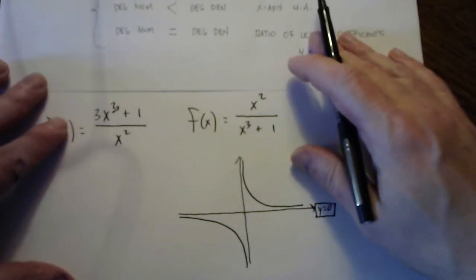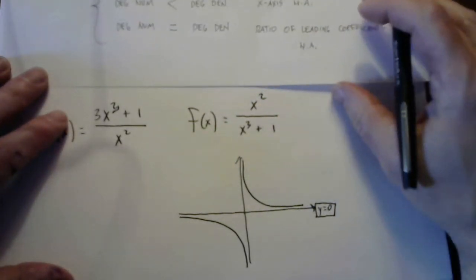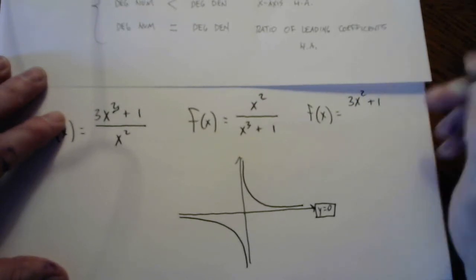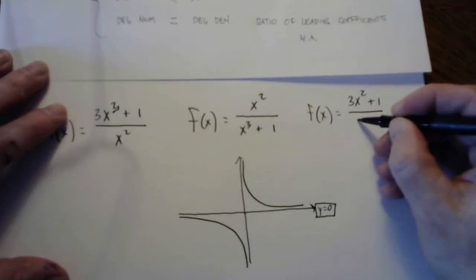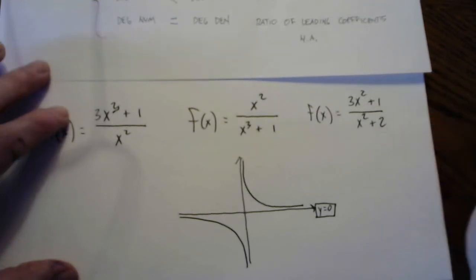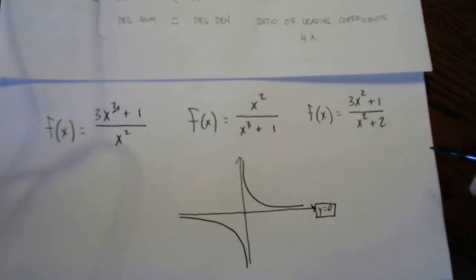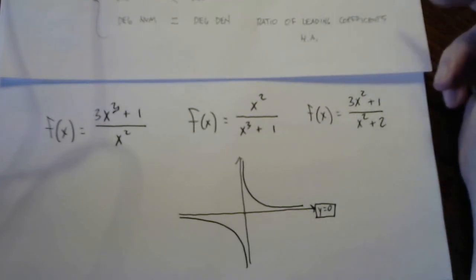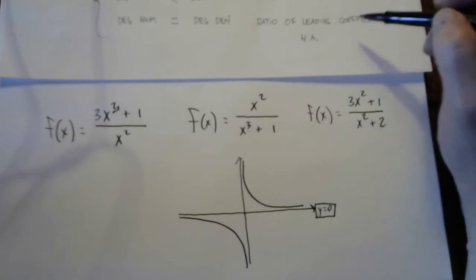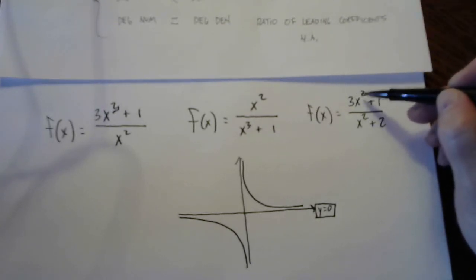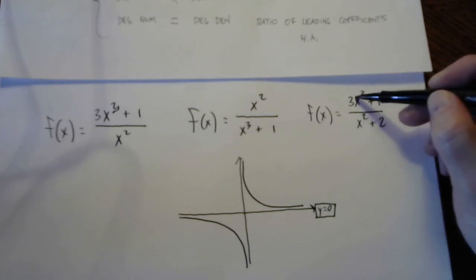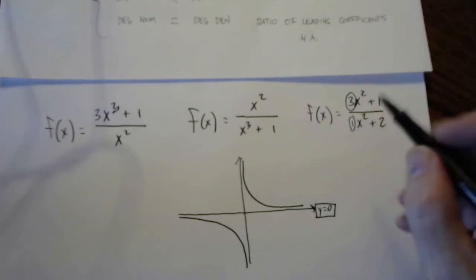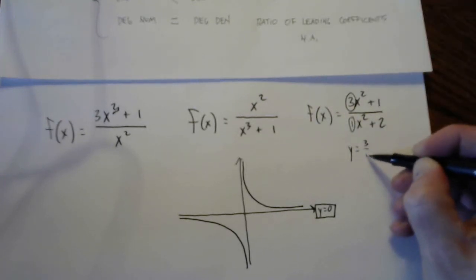And then the more interesting case you can see is when they're equal. So these are both of degree 2. And what this says is the ratio of leading coefficients is a horizontal asymptote. The leading coefficients are the ones attached to the highest power. So this leading coefficient is 3. This one is understood to be 1. And their ratio then is 3 to 1, which is 3.